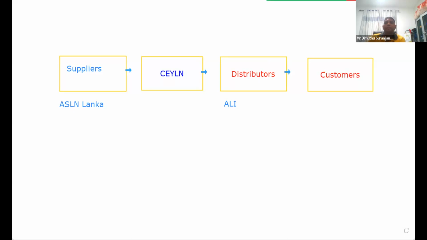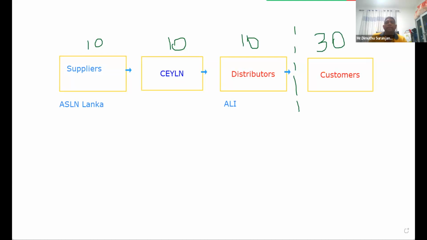Right? For example, you see the supplier is adding 10 rupees. Here they are going to add 10 rupees, right? Then we also add 10 rupees. The distributor also adds 10 rupees. Then the price at which the customer is going to get the product is 30.